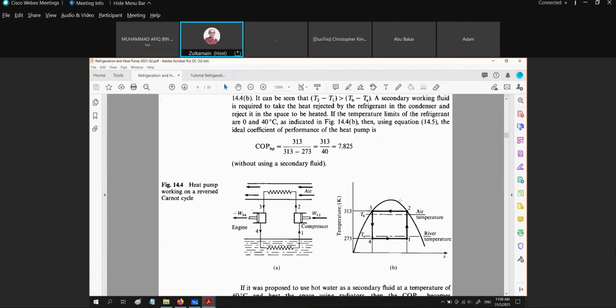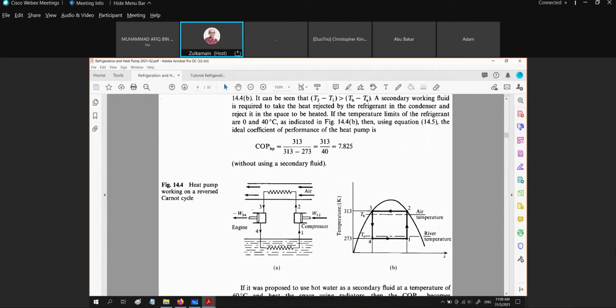Same goes for the condenser side. The 2-3 is the T sat at the condenser, while the cooling air temperature should be less than the temperature of this saturated refrigerant from 2 to 3. Because we need the heat transfer. So in order to get heat transfer, we need to have a temperature difference.